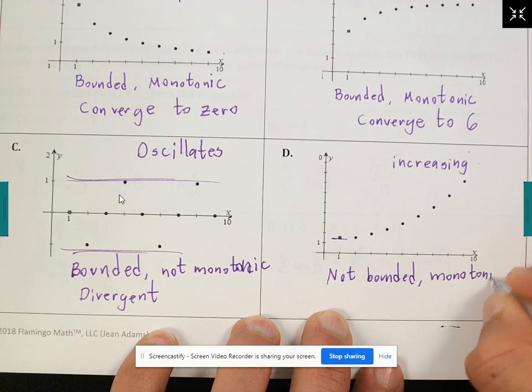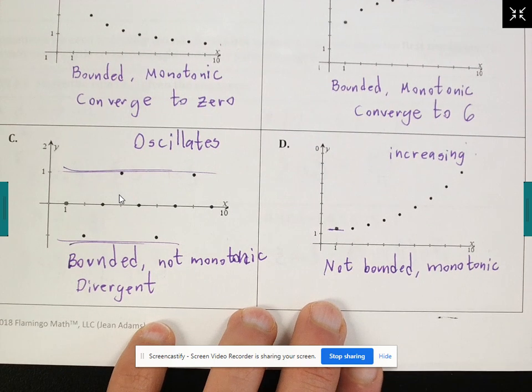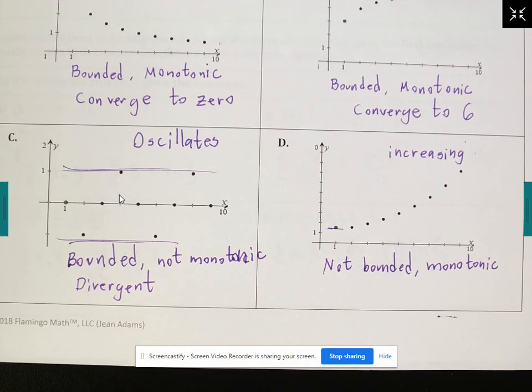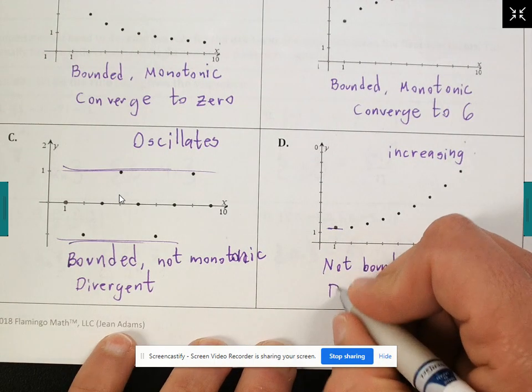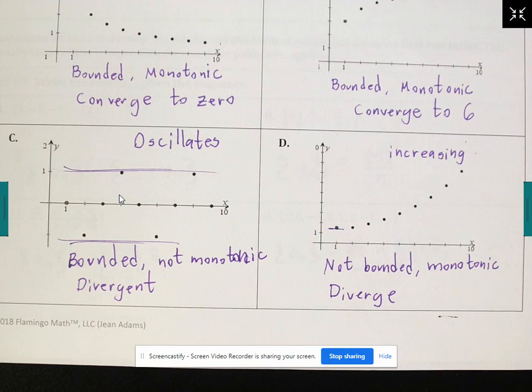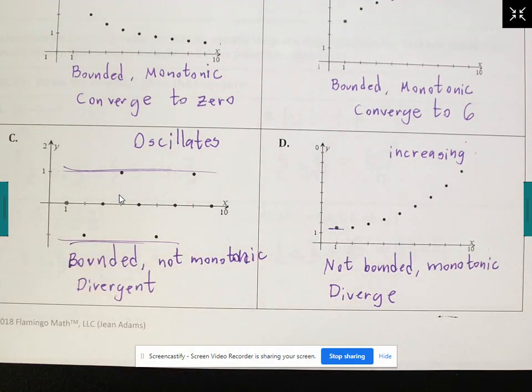Monotonic. All right. Is it going to diverge or converge? Diverge. But you understand why that's diverging, right? It's not approaching a single y value, if you will. It's going up. It's going towards positive infinity.